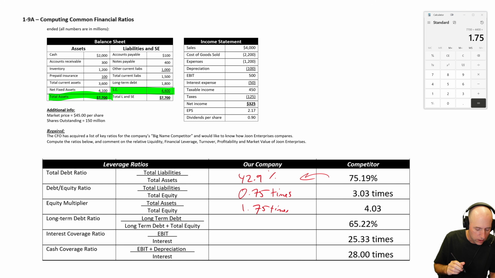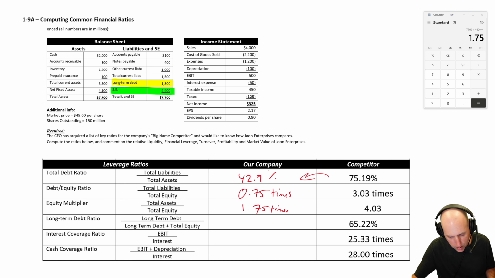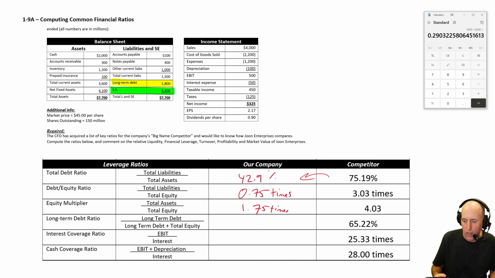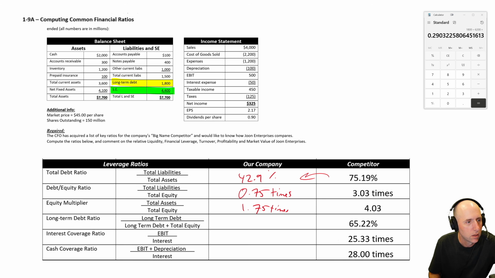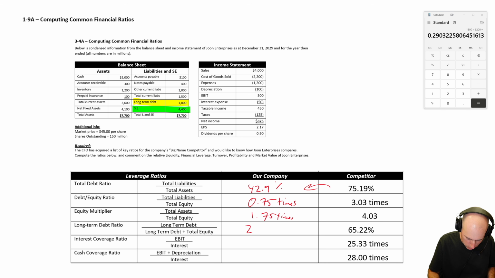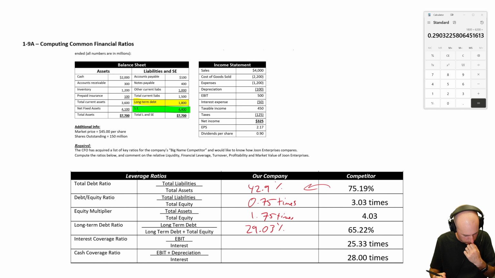Okay, long-term debt as a percentage of long-term debt plus equity. So, okay, here we go. Long-term debt divided by long-term debt plus equity. So 1.8 million divided by 1.8 plus 4.4, that's 6.2 million. So 1,800 divided by 6,200, 0.29, 29.03%.